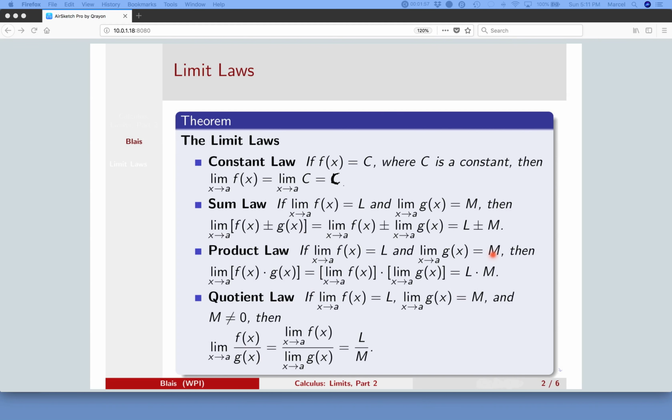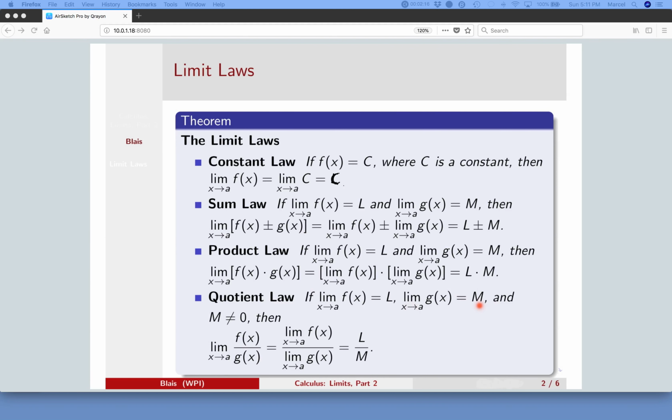But if that's the case, then the limit of the sum can be split into the sum of the limits. We have a similar result for products. As long as the limits of f of x and g of x exist on their own, the limit as x goes to a of the product of f of x times g of x is the product of the individual limits.